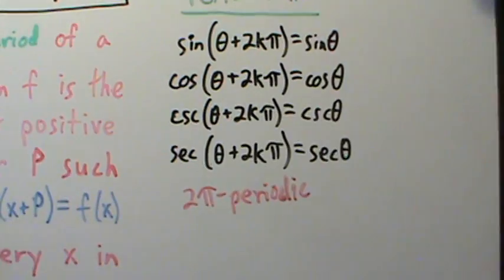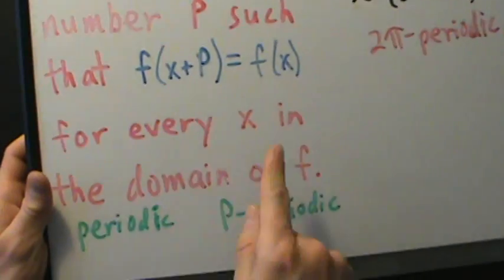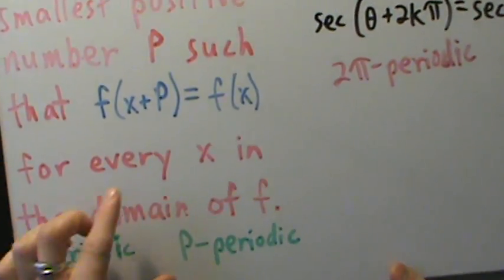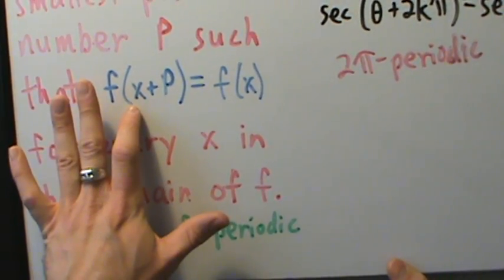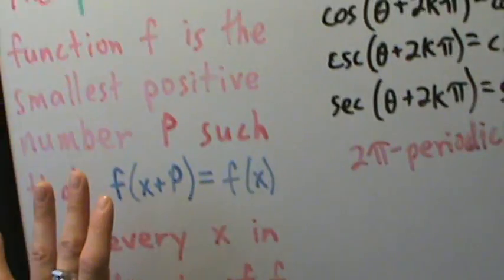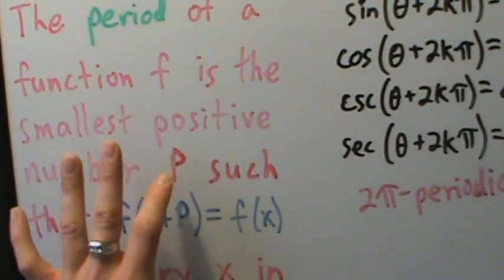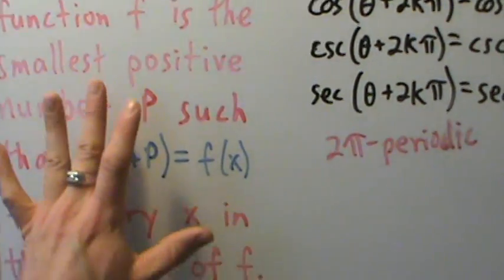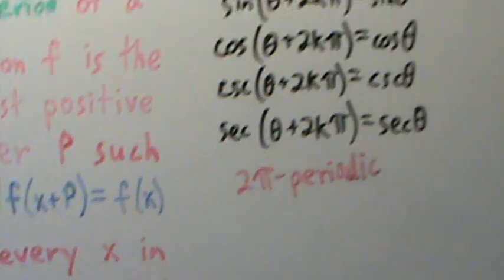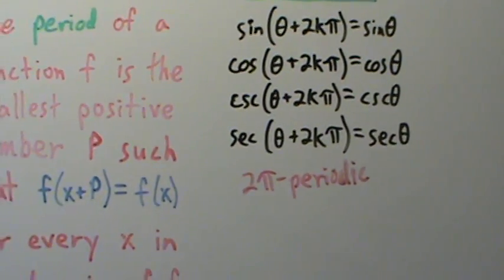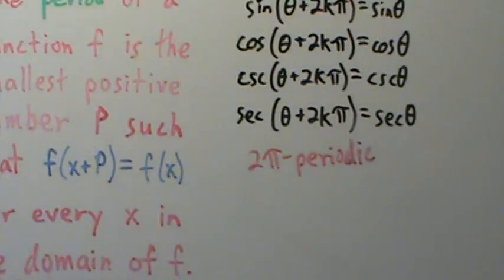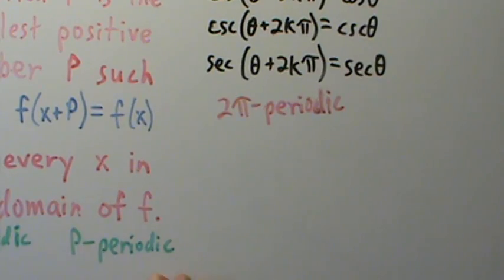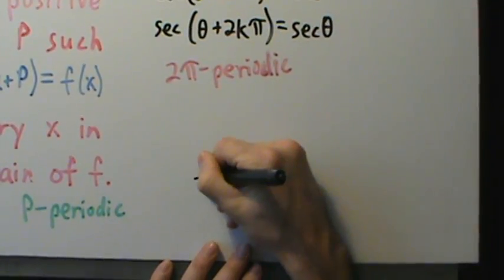Remember, this period p has to be the same for every x. You might be able to find smaller numbers that work for some x's, but the period has to be the smallest positive number p that works for every x, not just some of them. That's also important. This number p has to work for every x, not just a few of them. Okay, so now let's talk about tangent and cotangent.